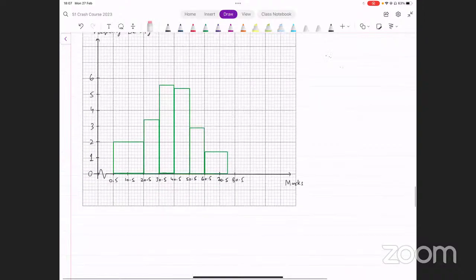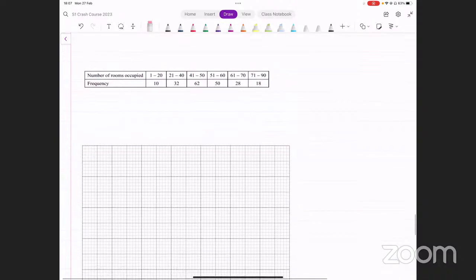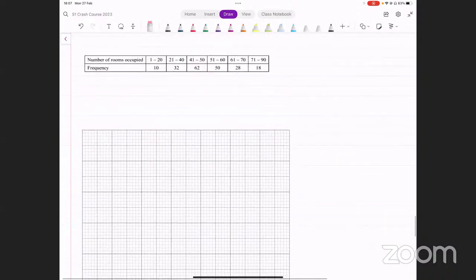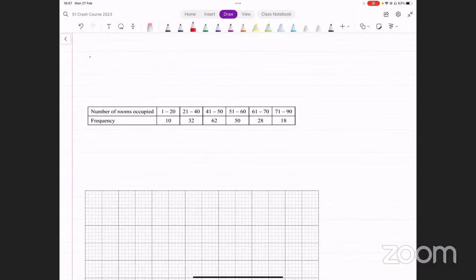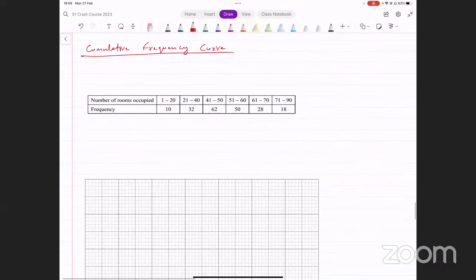All right, let's move on. Now, how do we draw cumulative frequency curves? Let's think about that now. Cumulative frequency curves. That's the last type of diagram that we have now. Cumulative frequency curve. Let's see how we draw this. Let's say we have this table given, number of rooms occupied, and we have the corresponding frequency given for each of these intervals that we have.